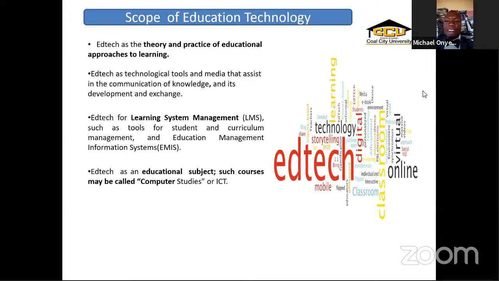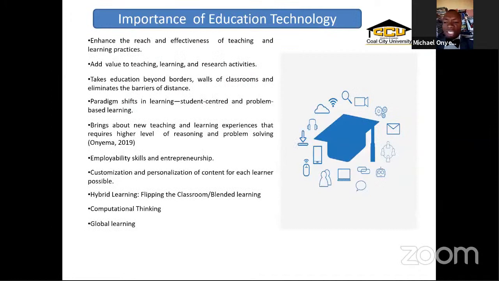Then we talk about the added value. It adds value to teaching, learning, and research activities. You will agree with me, especially in this time of learning and working from home, people are able to use education technology to carry out research from where they are. At the same time, people are able to use it to engage their students, to communicate with them, to guide them, to counsel them and the rest. Then I said it takes education beyond borders, beyond the walls of the classroom. With education technology, learning is everywhere. Learning can be enhanced anytime, any day.